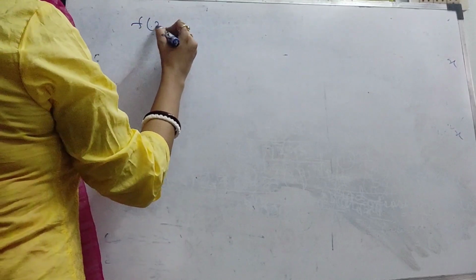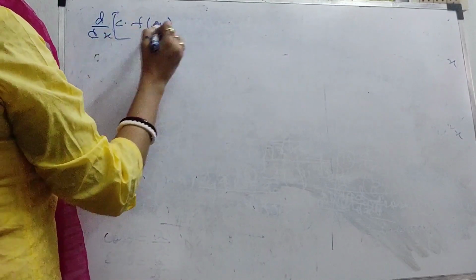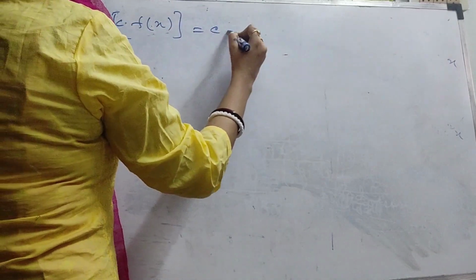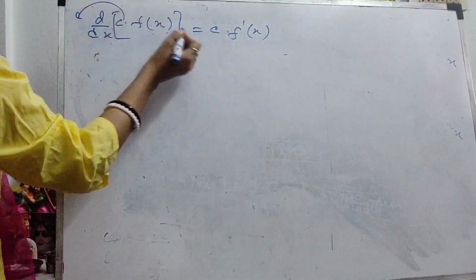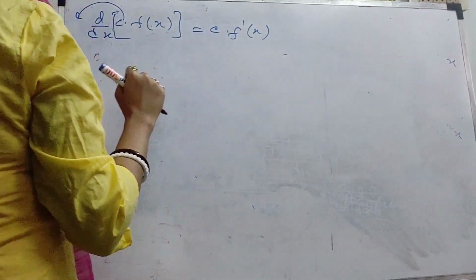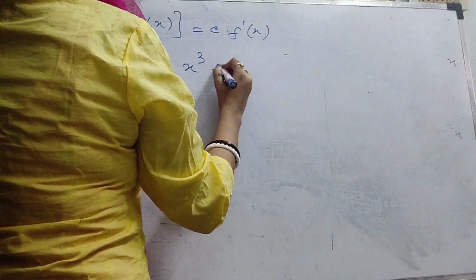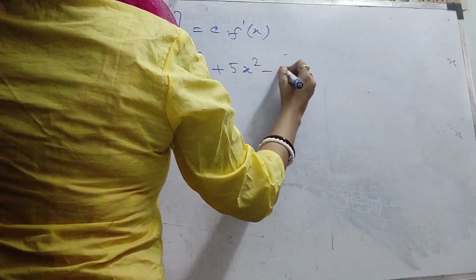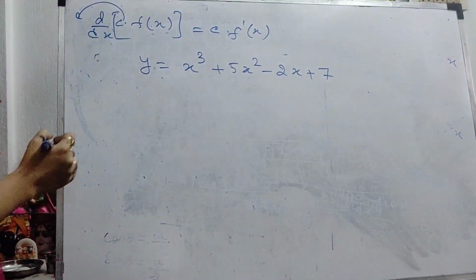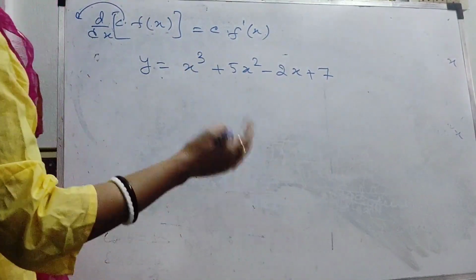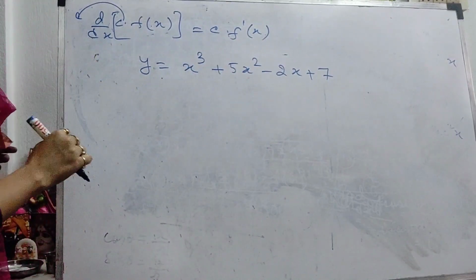One thing I forgot to tell you. A constant times a function, it is c into f plus x. Means c comes outside and the derivative of f(x). Suppose y equal to x cube plus 5x square minus 2x plus 7. It's a function. Now you want to derive the function. You want to do the derivation of the function.